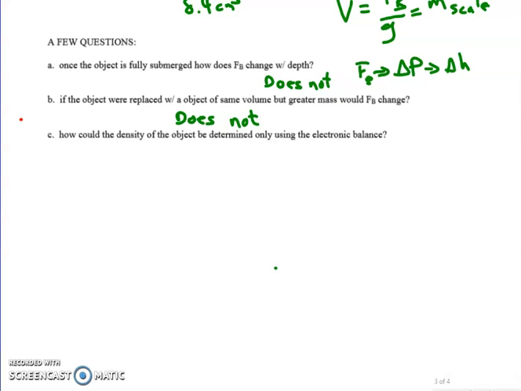How could the density of the object be determined using the electronic balance? Okay, that's what I talked to you about before. Basically, what it boils down to is the mass of the object divided by, and that's not quite right, but I'm going to just put this in parentheses, the buoyant force. Because the buoyant force, when it's supported by the string, is equivalent to the volume because of water. Okay, so I'm going to stop there for now.